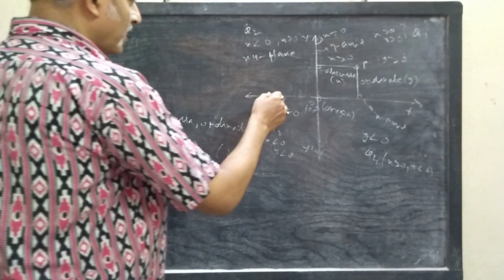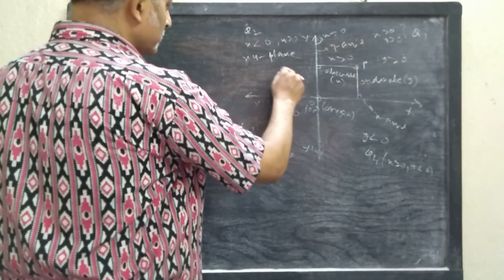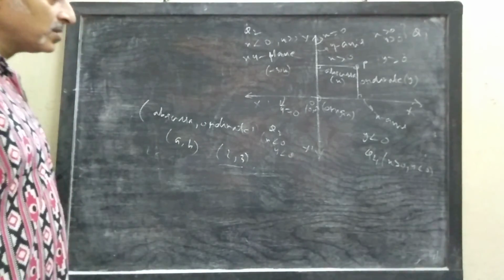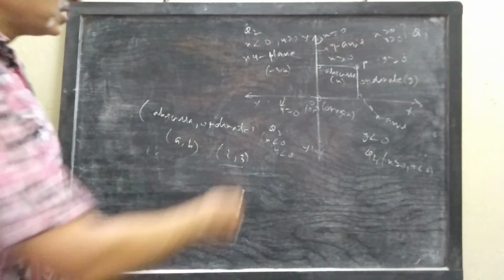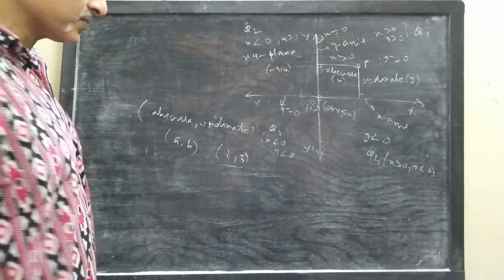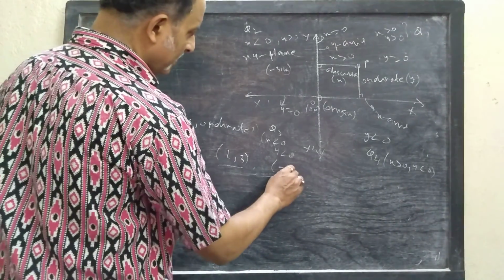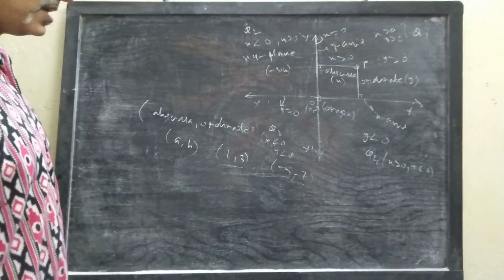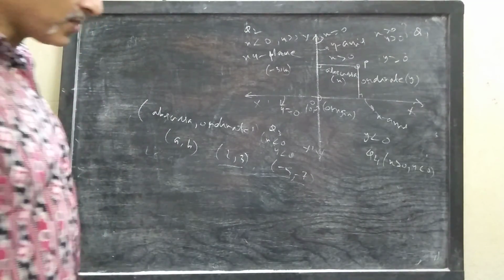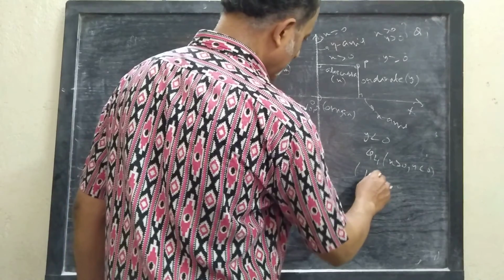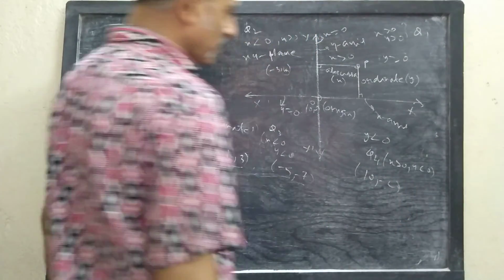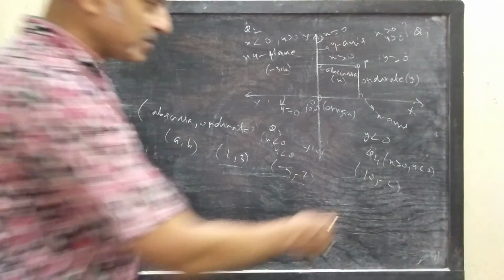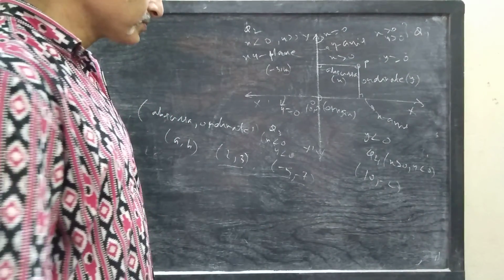So the point (2, 3) belongs to the first quadrant. Similarly, the point (-3, 4) belongs to the second quadrant because its abscissa is negative and ordinate is positive. If a point is (-5, -7), as both abscissa and ordinate are negative, this belongs to quadrant 3. And if a point is (10, -2), this point will belong to quadrant 4 because its abscissa is positive and ordinate is negative.